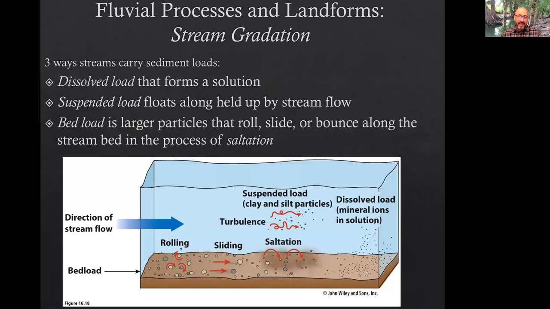Within a stream and in stream gradation, there are three ways in which streams move material, the lithosphere, down the stream channel. The first is dissolved load. Dissolve, like you've made some tea before, right? And you put some sugar in it and you mix it up, or if you feel a little sick and you need to gargle some salt water, you dump the salt in the water and mix it up, and those minerals dissolve. You can't see them, but the minerals and rocks are in the water, just dissolved, and that forms a solution. You might have done that in chemistry class.